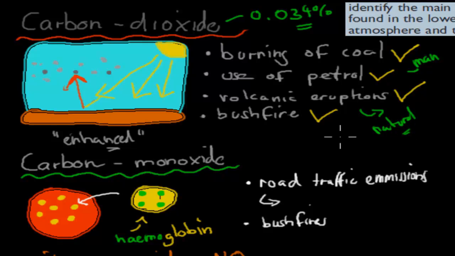Now, carbon monoxide. What does carbon monoxide do? Why is carbon monoxide a pollutant? Well, a couple of videos back, I talked about hemoglobin and red blood cells.